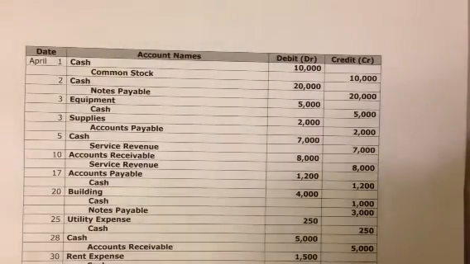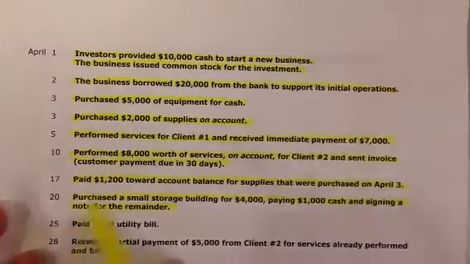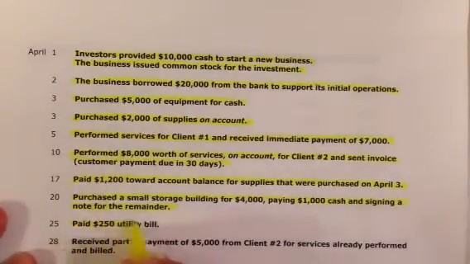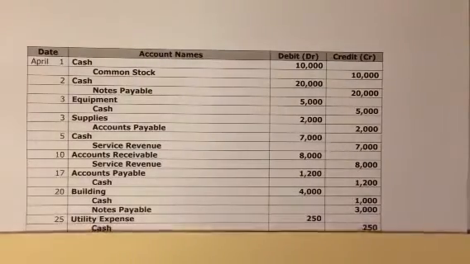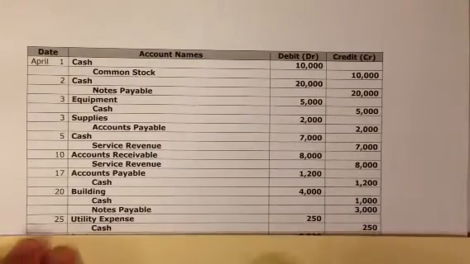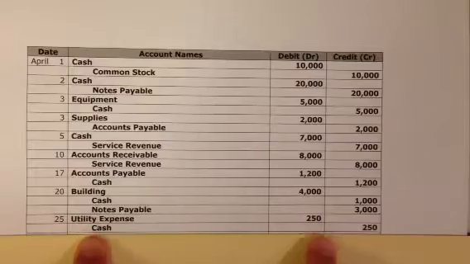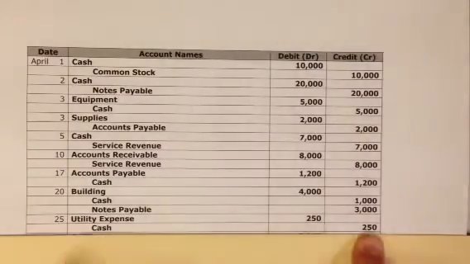Let's see what happened next. On the 25th of April, we paid a $250 utility bill. Well, when we have an expense like that, we will debit the expense. That's the rule. Debit the utility expense for $250, credit cash for $250.